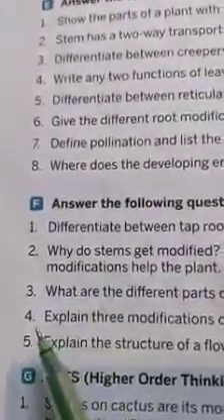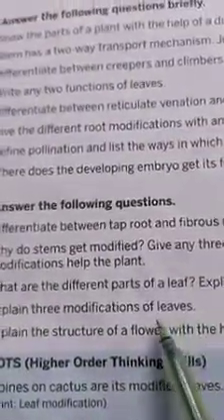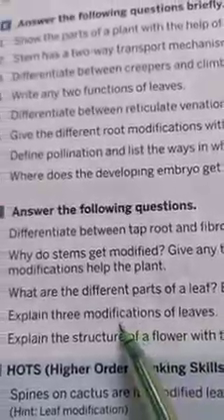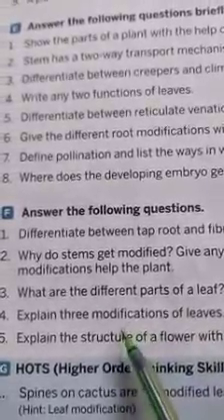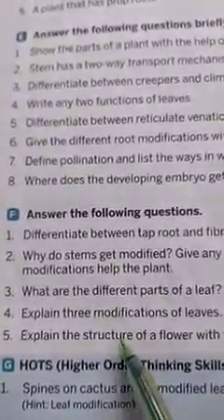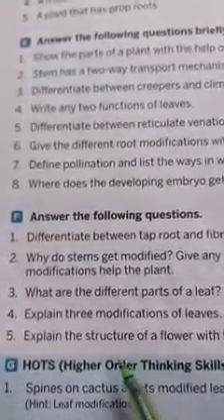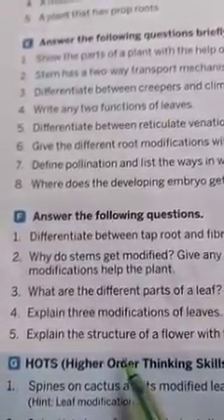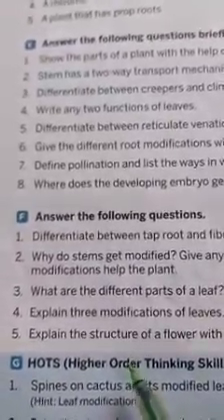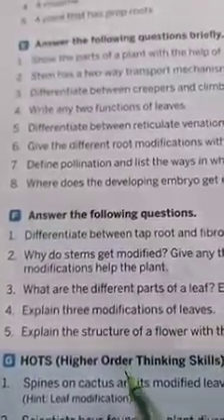Now, dear students, question number 4. Explain 3 modifications of leaf. Dear students, leaf tendrils. In some plants, leaves are modified into slender, often closely coiled structures that are called tendrils. Tendrils are sensitive to contact with objects. Therefore, whenever they come in contact with a neighboring object, they coil around it and help the plant to climb.